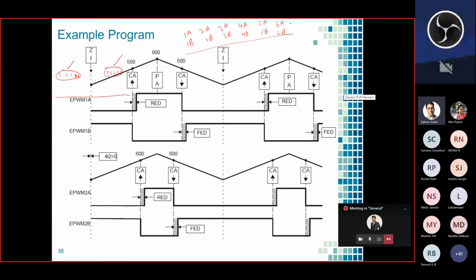For that, even 2 are extra, so I excluded these two. So I have 1A, 2A, 3A, 4A, 5A. Why can't I generate independent pulses for 1A, 2A, 3A, 4A and 5A? This is done already, but can I generate independent pulses for 1B, 2B, 3B, 4B and 5B? This was the question, right? So 1A to 5A, I can give to the first inverter, this is done.